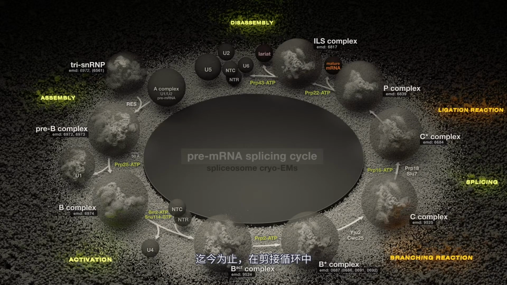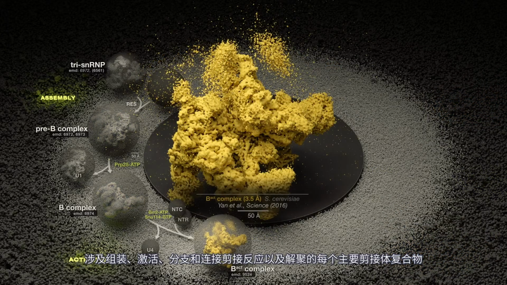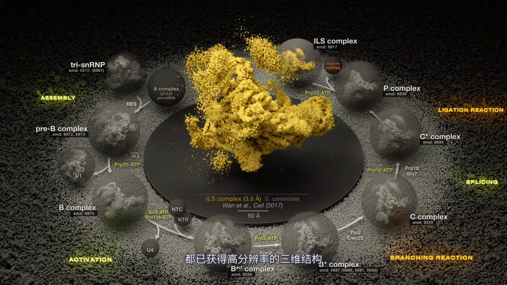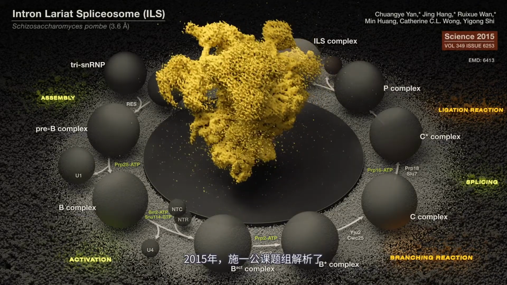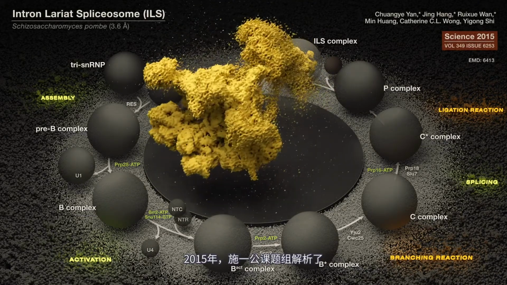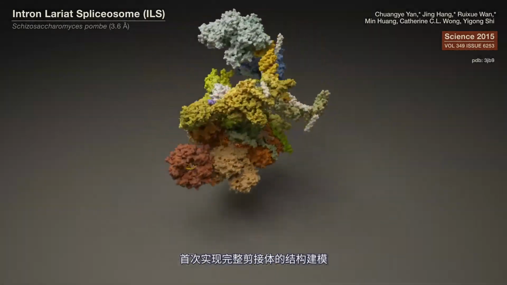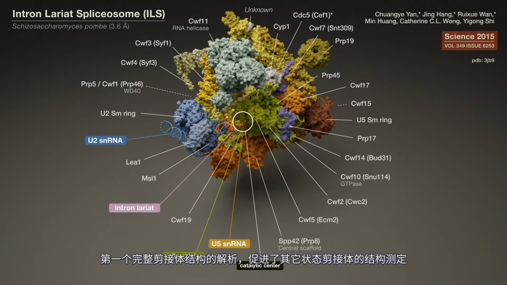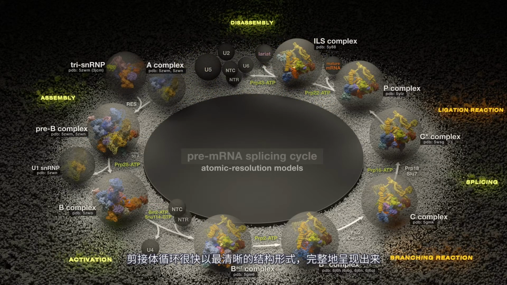Visualization of the splicing cycle of each major complex involved in assembly, activation, splicing, branching, and ligation reactions, and intron-lariat spliceosome disassembly has now been achieved at high resolution and atomic detail. In 2015, the 3.6 angstrom resolution structure of the ILS complex solved in the Yigong Shi Laboratory enabled atomic modeling of an intact spliceosome for the first time. The ILS catalyzed determination of subsequent models, and the splicing cycle would soon be revealed with unprecedented structural clarity.